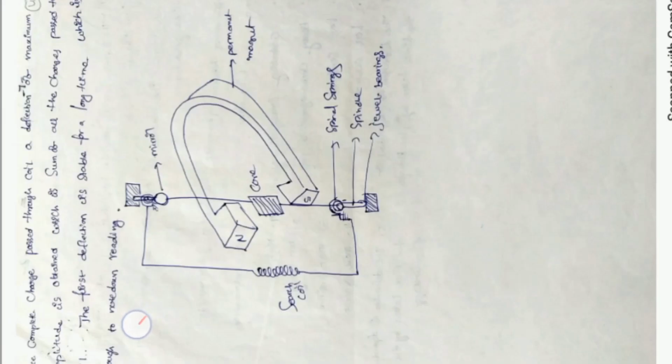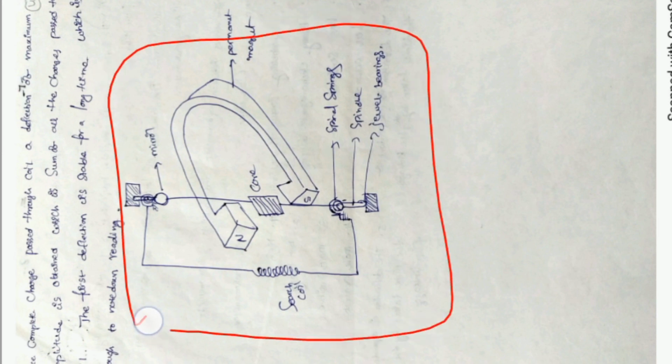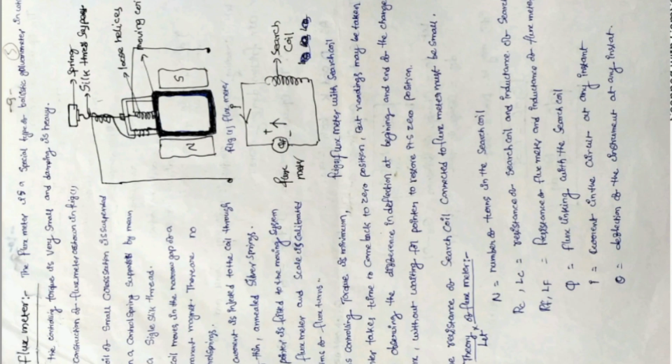This is the construction regarding the ballistic galvanometer. Constructionally it has controlling springs, whereas a directional galvanometer does not have any controlling springs, and an iron core and search coil. An additional search coil is there for the ballistic galvanometer. Next is a very important instrument, that is the flux meter.